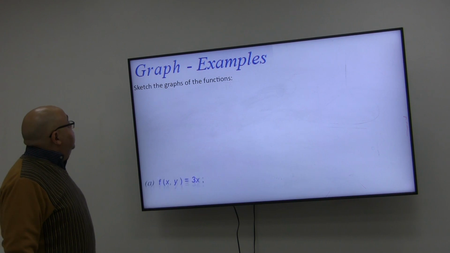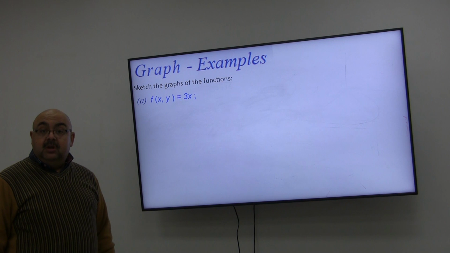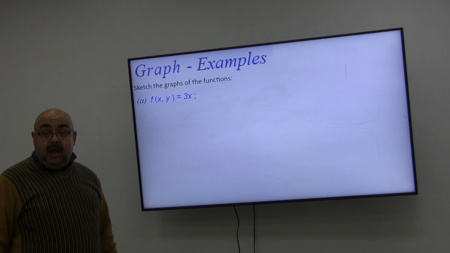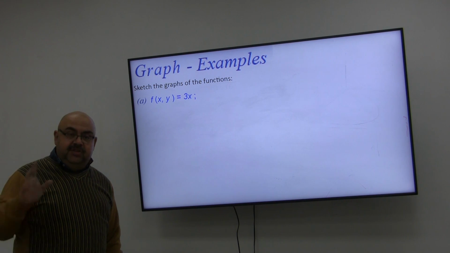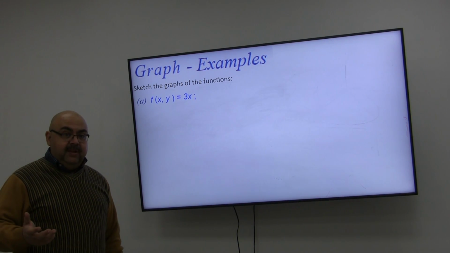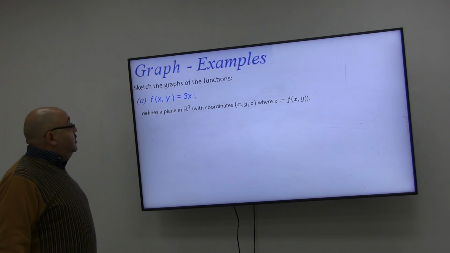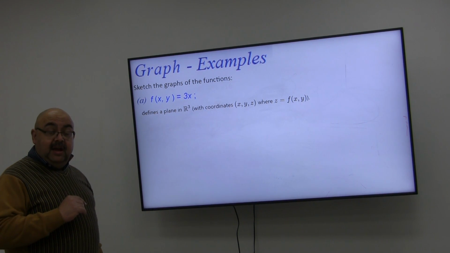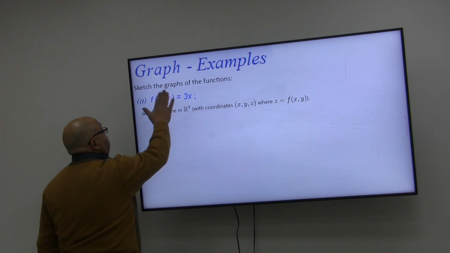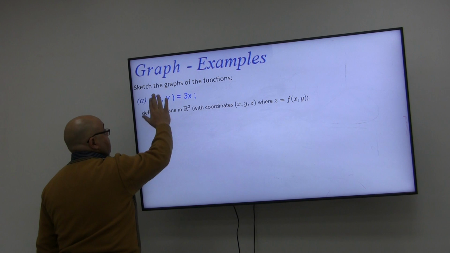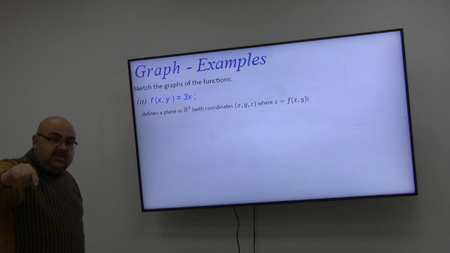If you look at this graph, f of x y equals 3x, that's the equation of a plane. Right? That's the equation of a plane. z equals 3x, it's a linear equation. In three dimensions, it will be a plane. Okay? So if I want the level curve of this plane at z equal to 4, all I have to do is replace z by 4. So it's going to be x equals 4 over 3, which is just a straight line.